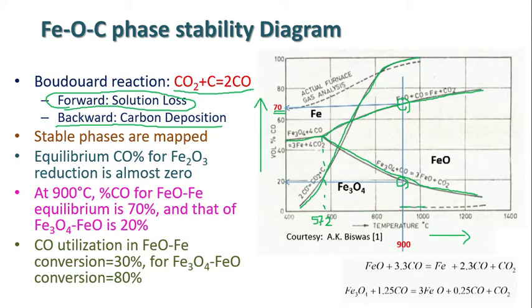What do we get from these points? What does this data really mean? It means that the percentage utilization of CO is 80% for Fe3O4 to FeO conversion at 900 degrees centigrade, but it is only 30% for FeO to Fe conversion.